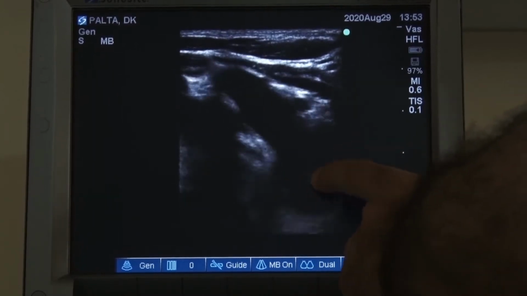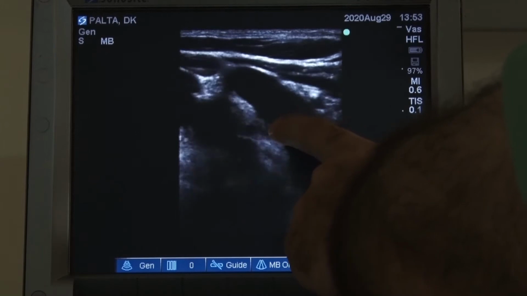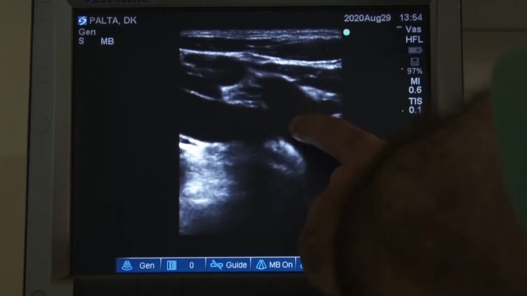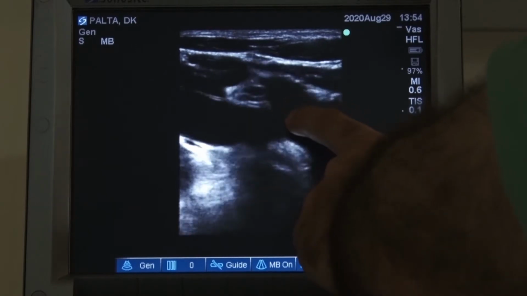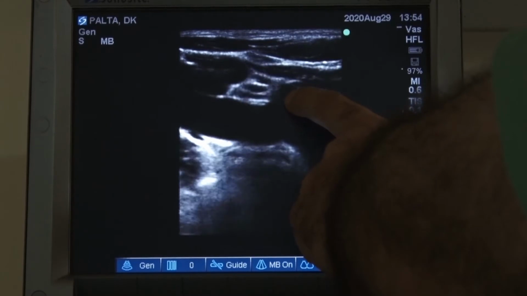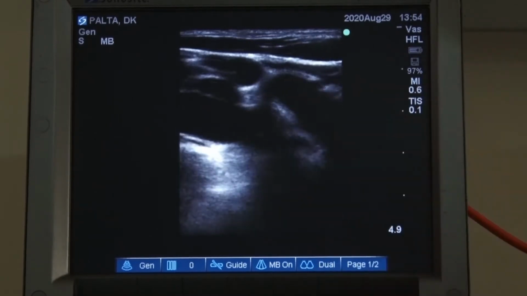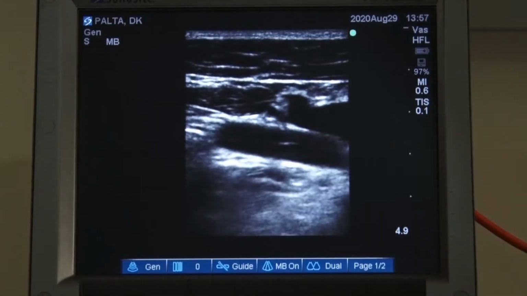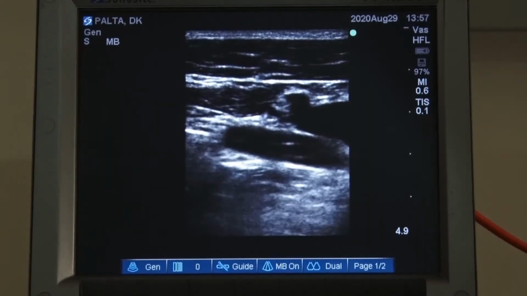So this is the arch of the aorta, the brachiocephalic artery, and the splitting of the brachiocephalic artery into the subclavian artery and the common carotid artery. So this is the proximal part of the subclavian artery.